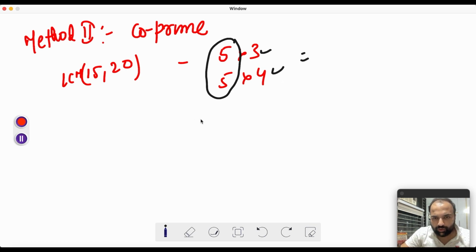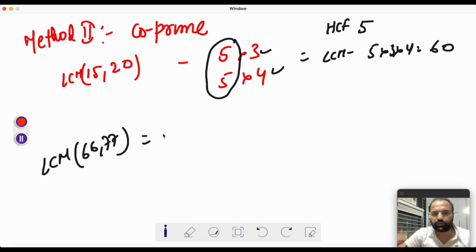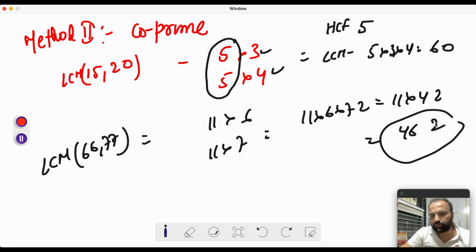So the HCF for this pair would have been 5, but for the LCM we are going to do 5 into 3 into 4, so it will be 60. You can check this with any number. Let's say 66 and 77. So we know 11 into 6 and 11 into 7, so it will be 11 into 6 into 7, which is 11 into 42, so 462. So this is method number 2, the co-prime method.